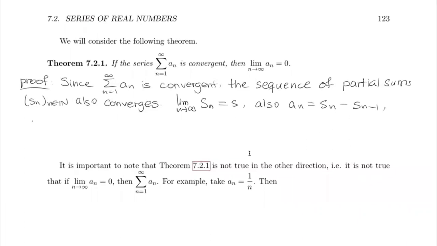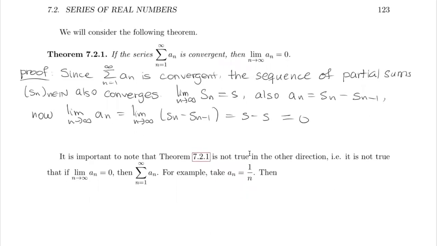And so now, the limit as n approaches infinity of an is equal to the limit as n approaches infinity of Sn minus Sn minus 1. Each of these is going to equal S. Because it's convergent, we just have S minus S. This is equal to 0. So that means we have shown that this is equal to 0. So therefore, the limit as n approaches infinity of an is equal to 0. And that's what we wanted to show.